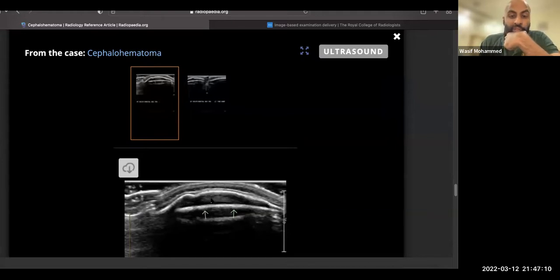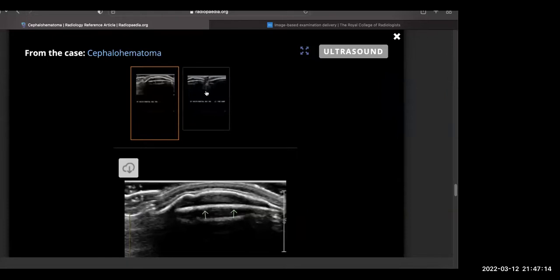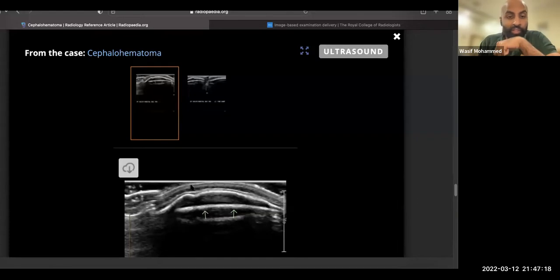So this is cephalohematoma, subgaleal hematoma, caput succedaneum. All right. Okay, the mnemonic for the layers of the scalp is SCALP: skin, connective tissue, and then you have the galea aponeurotica, loose connective tissue, and then finally you have the periosteum.